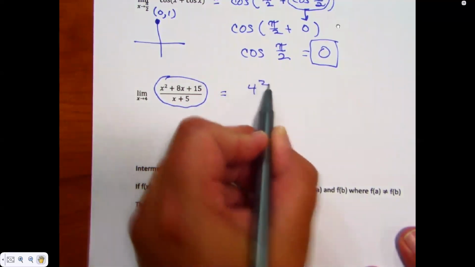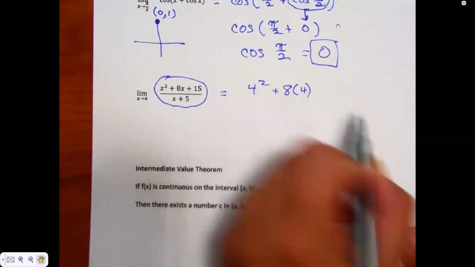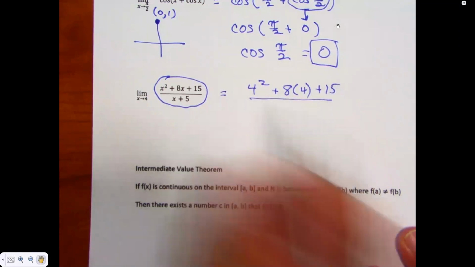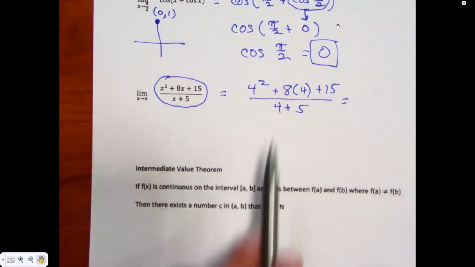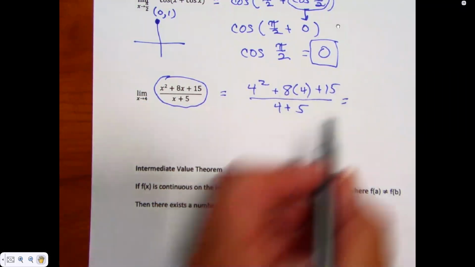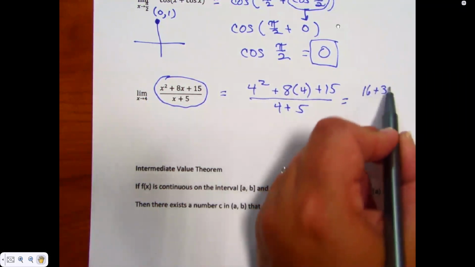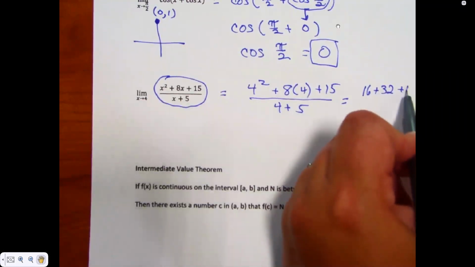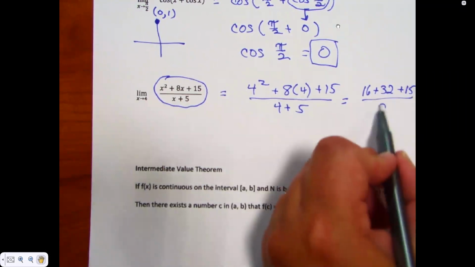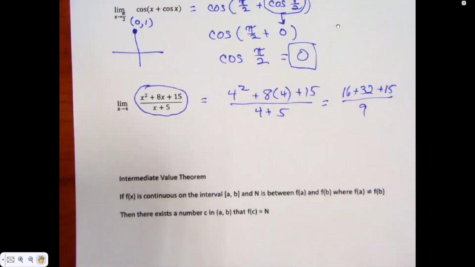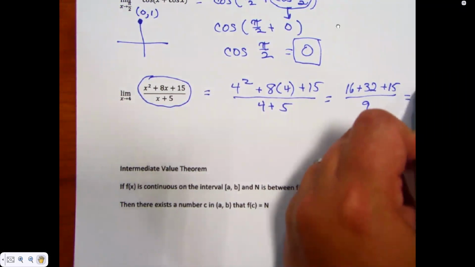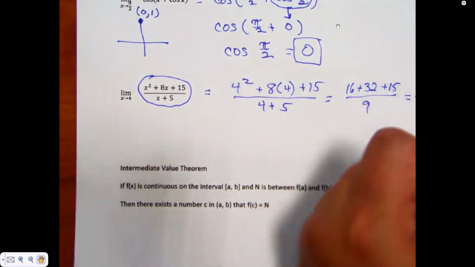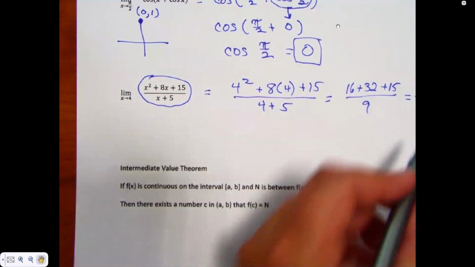So 4 squared plus 8 times 4 plus 15 over 4 plus 5. Okay, so 16 plus 32 plus 15 over 9. I think that is 63, 11, 12, 13, yep. 63 over 9, which takes us to 7.